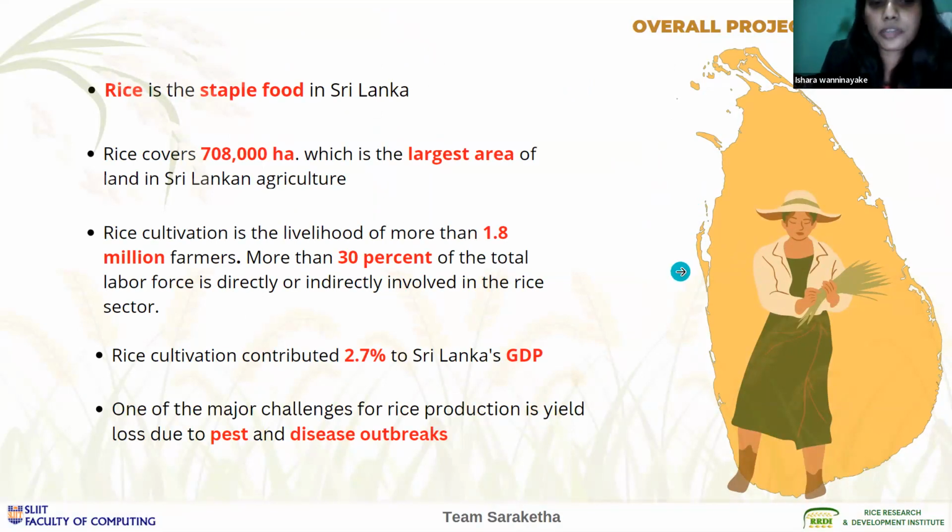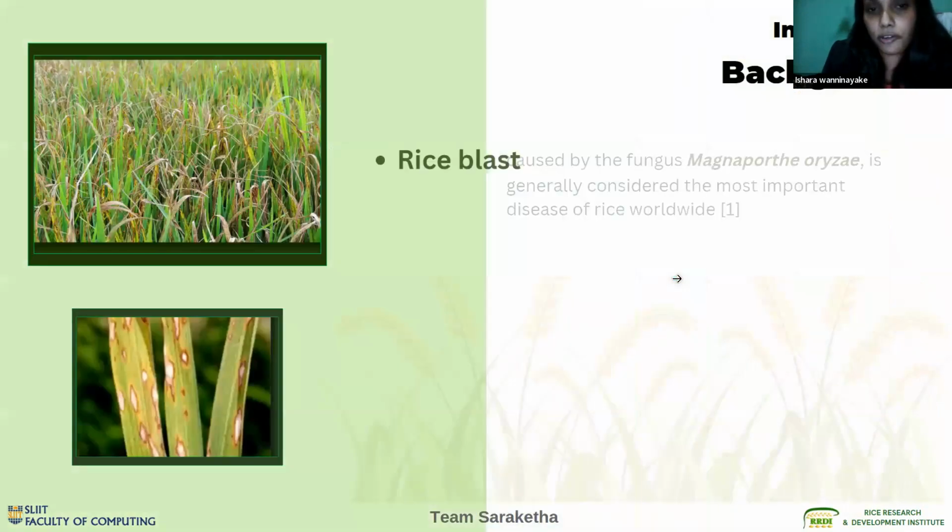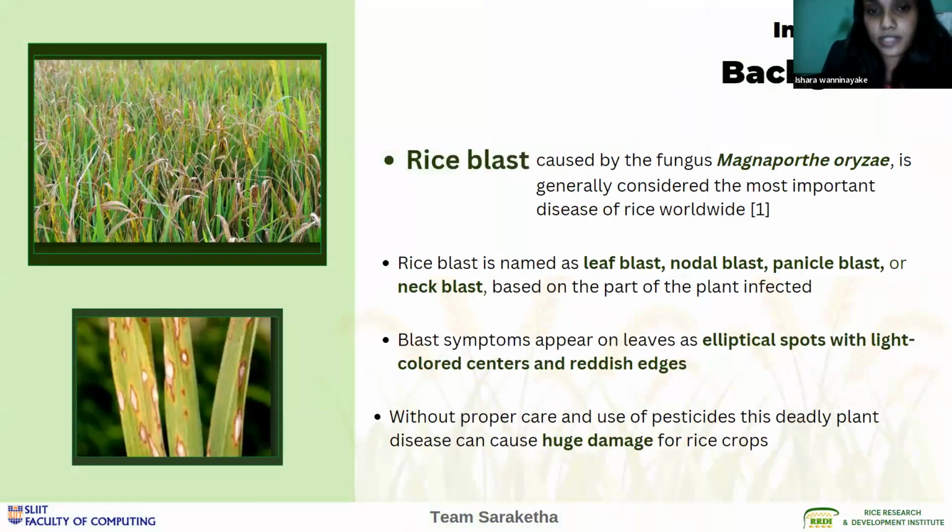But do you know that one of the major challenges for rice production is loss due to pest and disease outbreaks? Among those, rice blast and rice thrips damage are considered the most devastating diseases affecting the rice industry, because due to those two diseases, annual rice yield will reduce greatly. When we discuss rice blast disease, it is caused by the fungus Magnaporthe oryzae. Rice blast is named leaf blast, nodal blast, panicle blast, or neck blast based on the part of the plant infected.